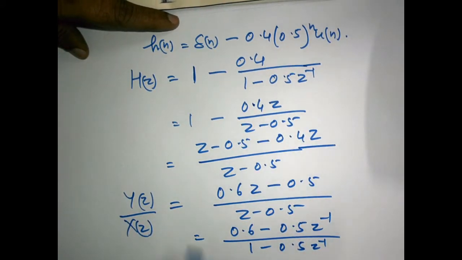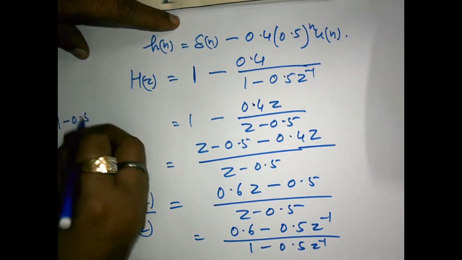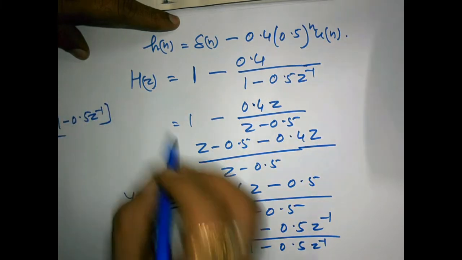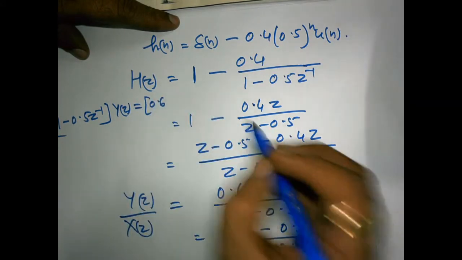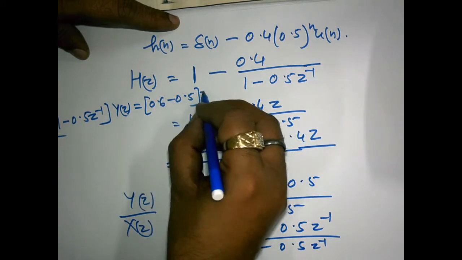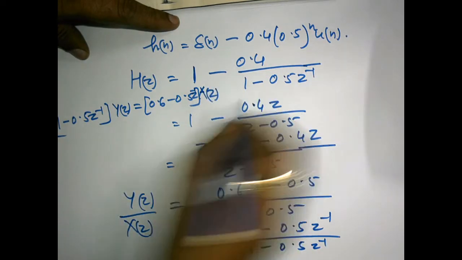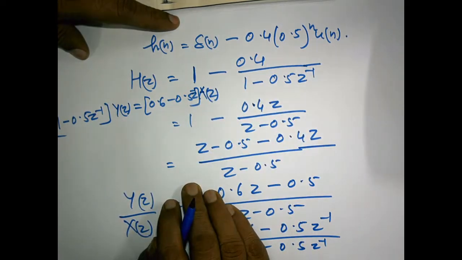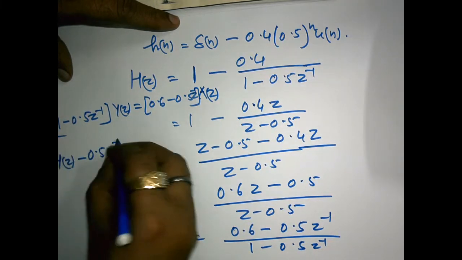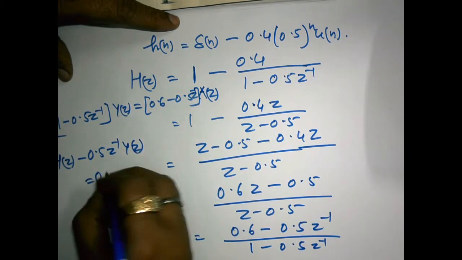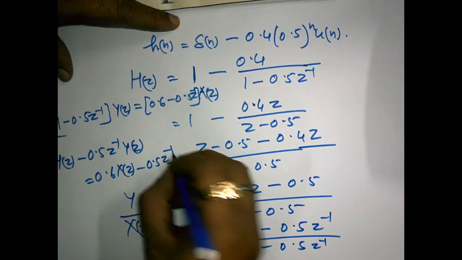Now if you do the cross multiplication, this happens to be (1 − 0.5 z^-1) Y(z) equals (0.6 − 0.5 z^-1) X(z). Now you can very easily write down the difference equation form of this system. So this is Y(z) − 0.5 z^-1 Y(z) equals 0.6 X(z) − 0.5 z^-1 X(z).